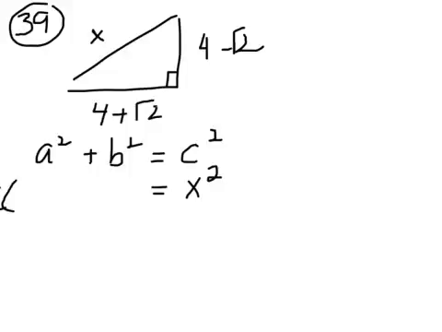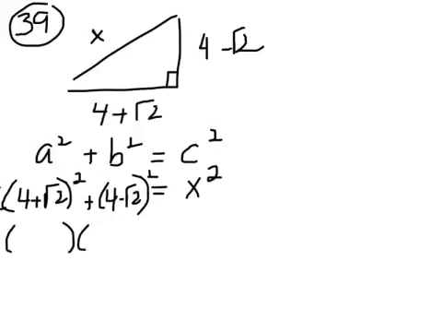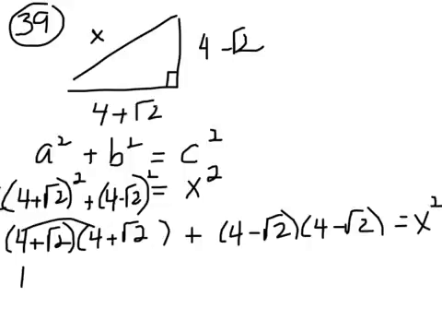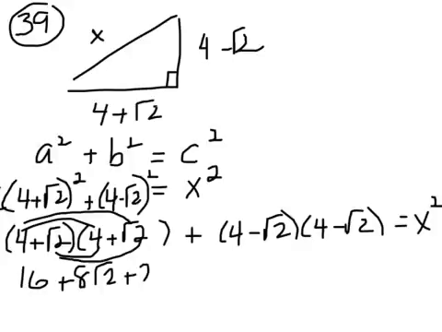So I'm taking 4 plus square root of 2 and squaring it. And then I'm adding in 4 minus square root of 2, because that's the other leg, and squaring it. And that's going to be equal to x squared. Okay, now, in order to work this out, you're going to have to say there's 2 copies of 4 plus square root of 2. And there's 2 copies of 4 minus square root of 2. And then that's equal to x squared. Okay? So now we got to multiply it out. This is going to be 16. That would be 4 square roots of 2 plus another 4 square roots of 2 is 8 square root 2. And then square root of 2 plus square root of 2 is 2.